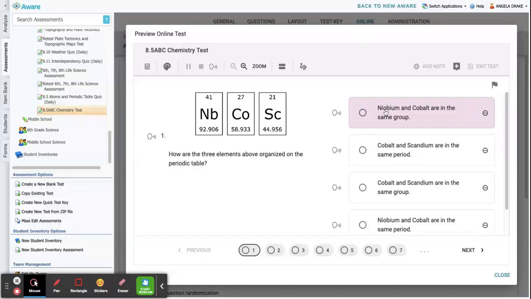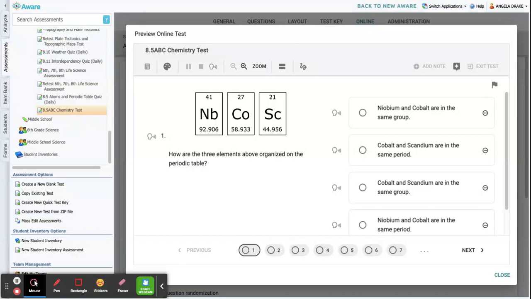All right, the first thing I'm going to do for this question, it says, how are the three elements above organized on the periodic table? So on my periodic table that I have, I want to either circle or highlight them. And they made it real easy for you because they gave you the atomic numbers. So it makes it easier to find them on the periodic table.